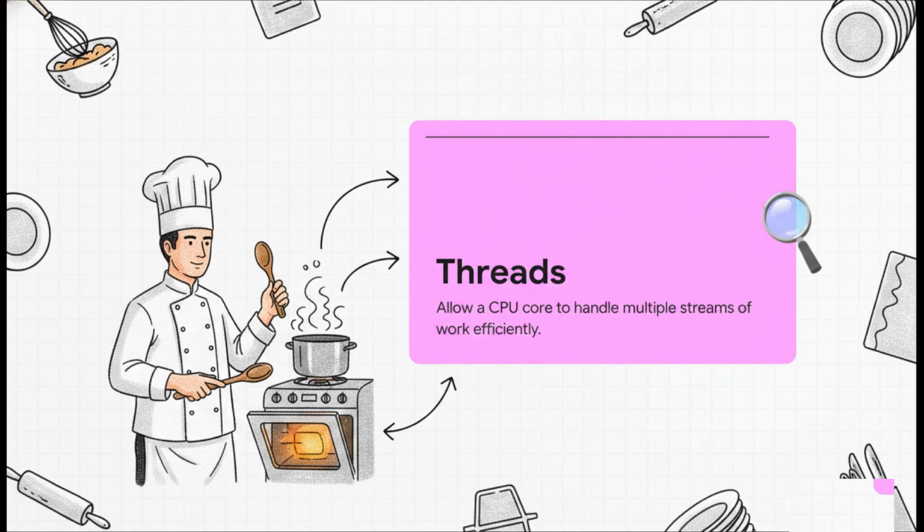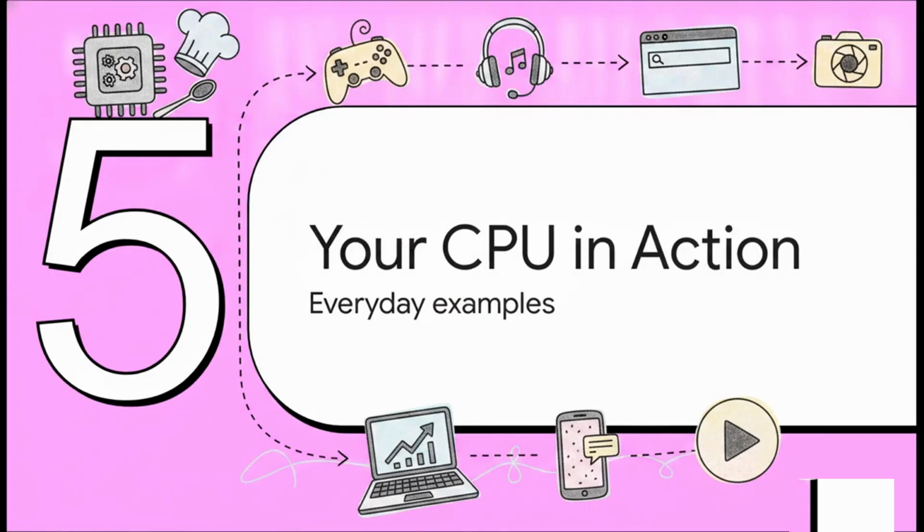And to make each of those individual chefs even more efficient, we introduce threads. Threads allow a CPU core to handle multiple streams of work way more efficiently. They act almost as separate hands for a single core, allowing them to juggle multiple tasks, like, say, actively stirring a pot of soup while simultaneously checking the oven. It ensures no chef is ever just standing around waiting. Finally, Section 5, your CPU in action.